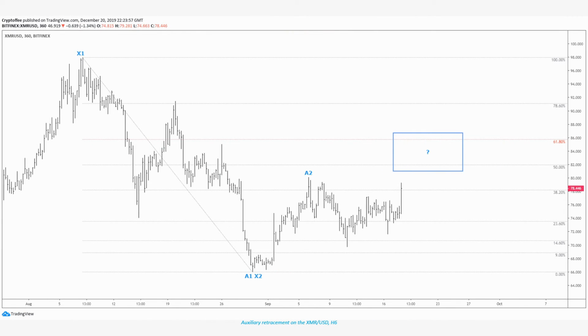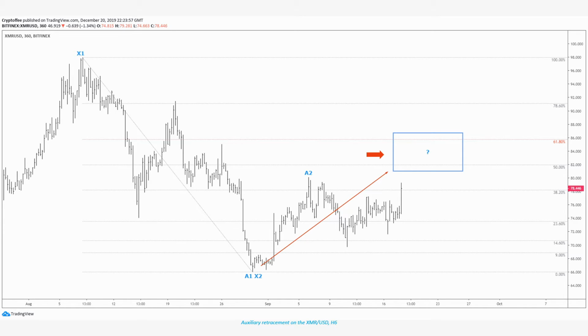This chart demonstrates a retracement built on the X1A1 trend. Obviously, this is insufficient to identify the resistance cluster on the developing correction X2A2. Here we need an auxiliary retracement. This tool should be constructed by the following rule.